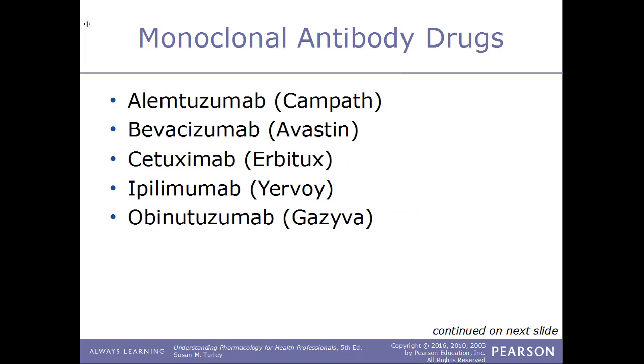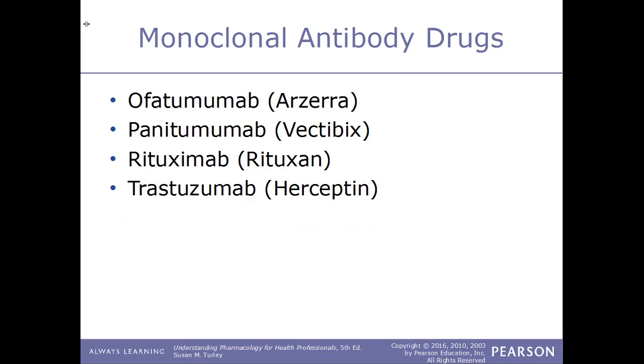Some examples of a monoclonal antibody drug would include alemtuzumab, also known by its trade name Campath, bevacizumab, known by its trade name Avastin, cetuximab, also known by its trade name Erbitux, ipilimumab, also known by its trade name Yervoy, obinutuzumab, known by its trade name Gazyva. Other examples of monoclonal antibody drugs: ofatumumab, also known by the trade name Arzerra, panitumumab, also known by its trade name Vectibix, rituximab, known by its trade name Rituxan, and trastuzumab, known by its trade name Herceptin.